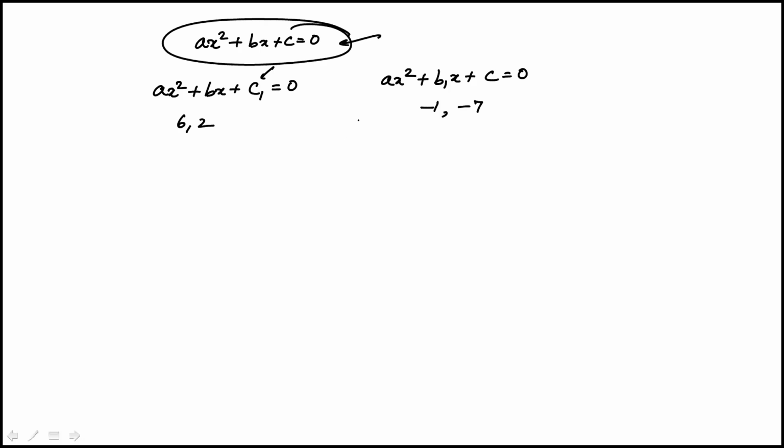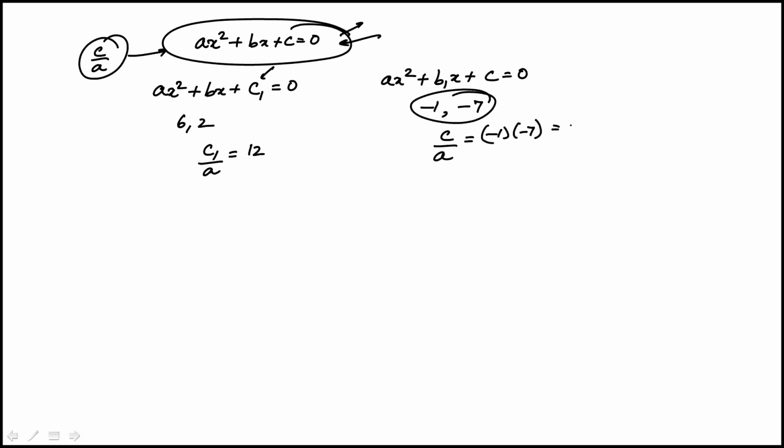So I'll give you the easiest way to do it, which I didn't do this way, but this is in hindsight. Here we know that the product of the roots is C over A for a general quadratic equation. In this case, C1 over A would be, say, 12. Here, for example, C over A is the product of -1 and -7, which is 7.